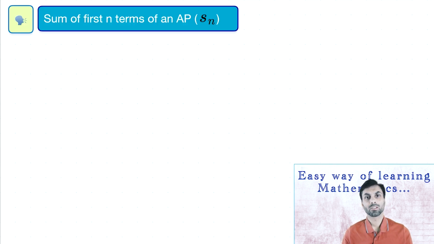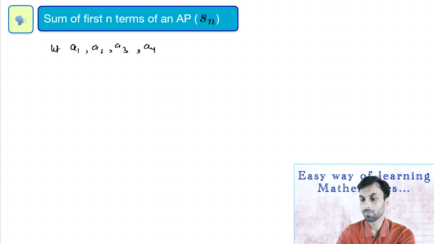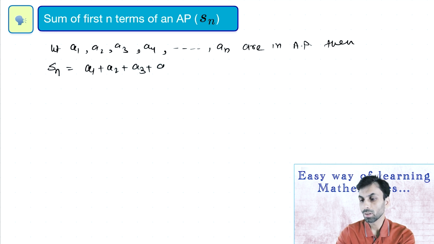So, sum of first n terms of AP. What do we understand from the sum of first n terms of AP? In this case, the sum of first n terms of AP is denoted by Sn, and if we take A1, A2, A3, A4 and so on up to An in AP, then Sn will be A1 plus A2 plus A3 plus A4 and so on up to An.